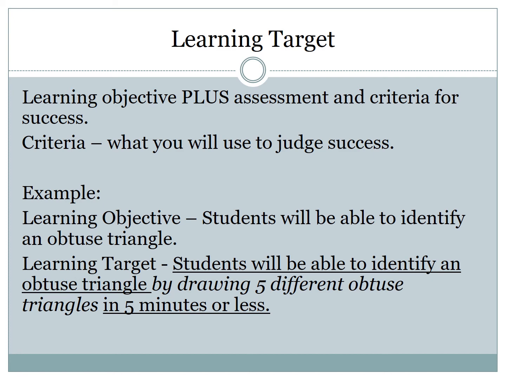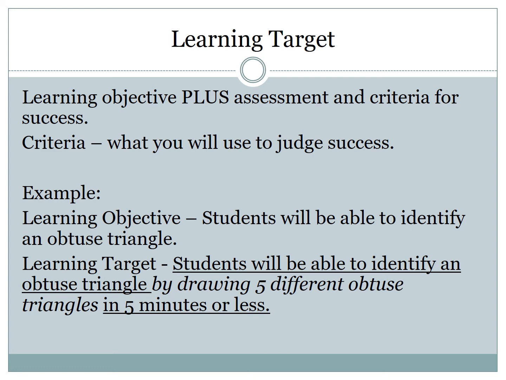So if we add targets or criteria for success, what's the level they have to come up to before you consider that they've mastered the standard? If we add that, we've changed our learning objective into a learning target. So students will be able to identify an obtuse triangle. There's our learning objective. It's underlined in the learning target. By drawing 5 different obtuse triangles in 5 minutes or less. Those are 2 criteria or targets we've set for success. So they have to draw 5 different ones in 5 minutes.